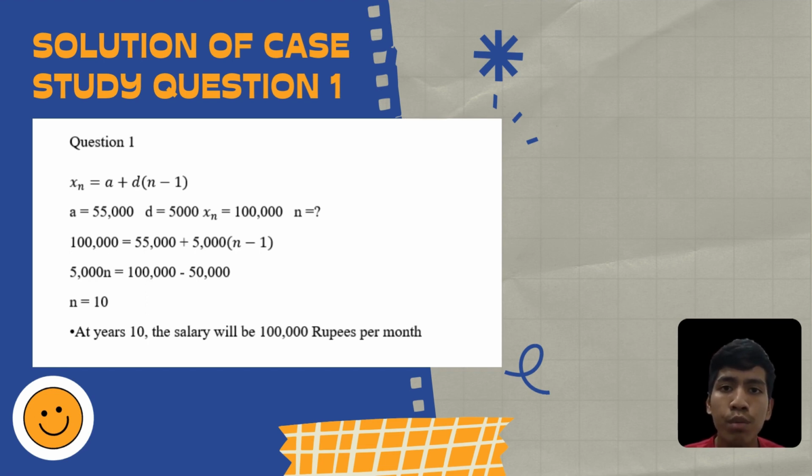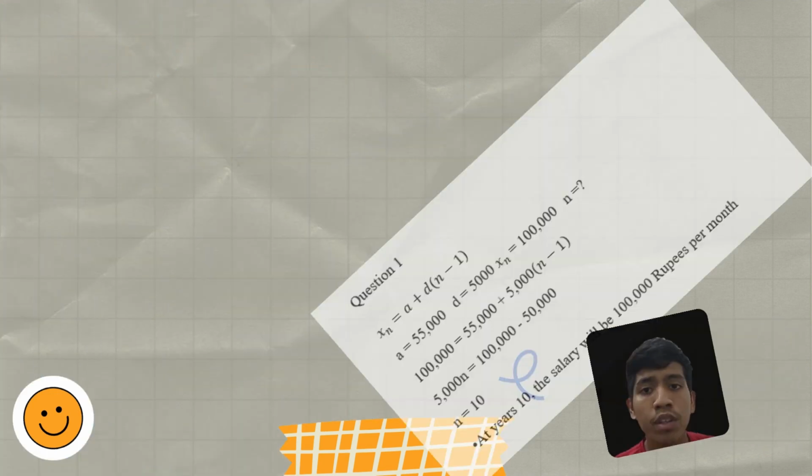Question 1. We use arithmetic progression and the formula is xn equal to a plus d multiplied by n minus 1. The given is a equal to 55,000, d equal to 5,000 and xn equal to 100,000. So we want to find the value of n. First, we must write the arithmetic progression formula and then put the given into the formula. After that, we solve the formula until we get the value of n. So we get n equal to 10. At 10 years, the salary will be 100,000 rupees per month.